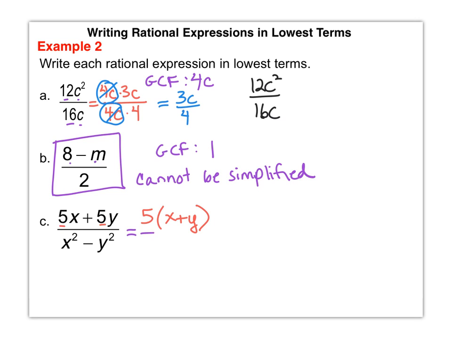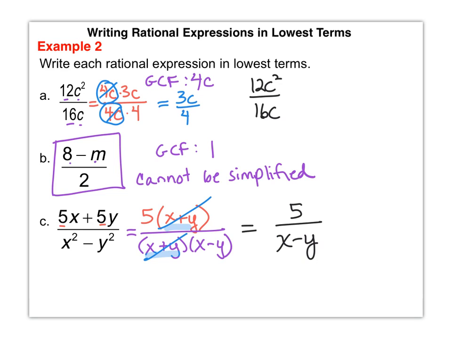Now the denominator can be factored as well. You should recognize that as a difference of squares that can be factored as x plus y and x minus y. Now looking at both the numerator and the denominator together, we see we have a greatest common factor of both terms, the x plus y. So that x plus y can be divided out of both of those terms, crossing it out of the numerator and the denominator, and then simplifying the result so that you have a 5 in the numerator and a factor of x minus y in the denominator.